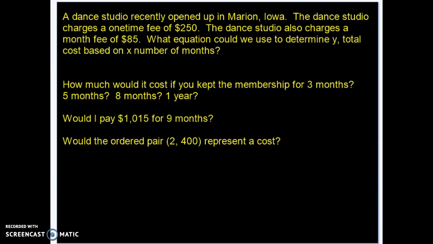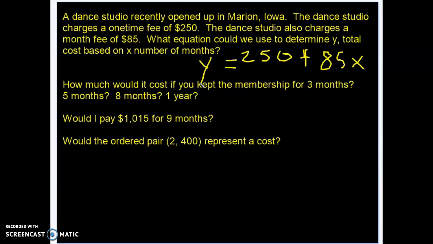So because our one-time fee is $250, we know we're going to have $250 by itself. And you're going to add in the monthly fee, but because we might have 1 month, or 2 months or 3 months, we need to put 85 times x, and x would represent the number of months that you stay with the dance studio. And then all of that equals your y, which is your total cost.